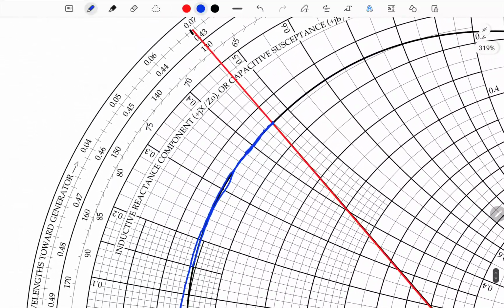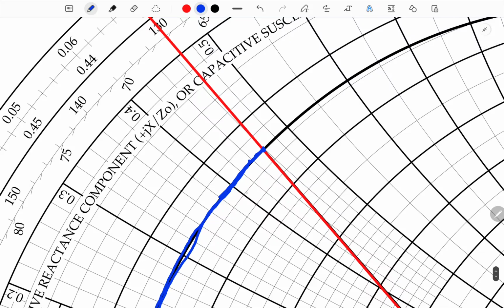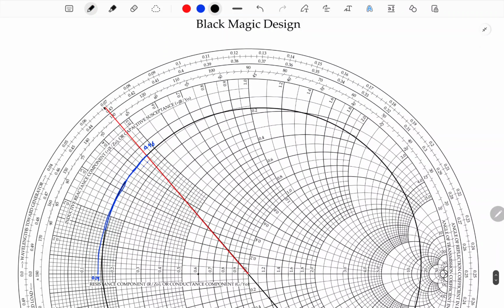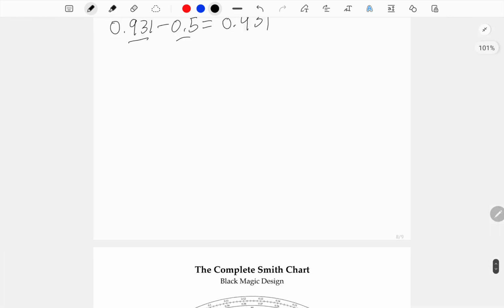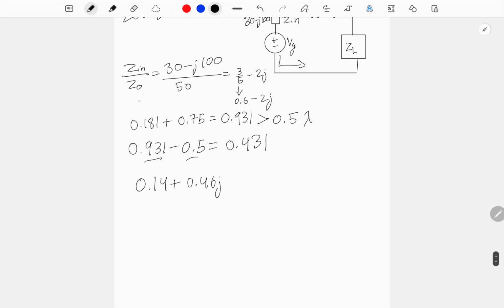And then the reactance is going to be 0.46, and it's positive, so now it's j. So I write here 0.14 plus 0.46j. And now since I divided by 50, I multiply by 50.